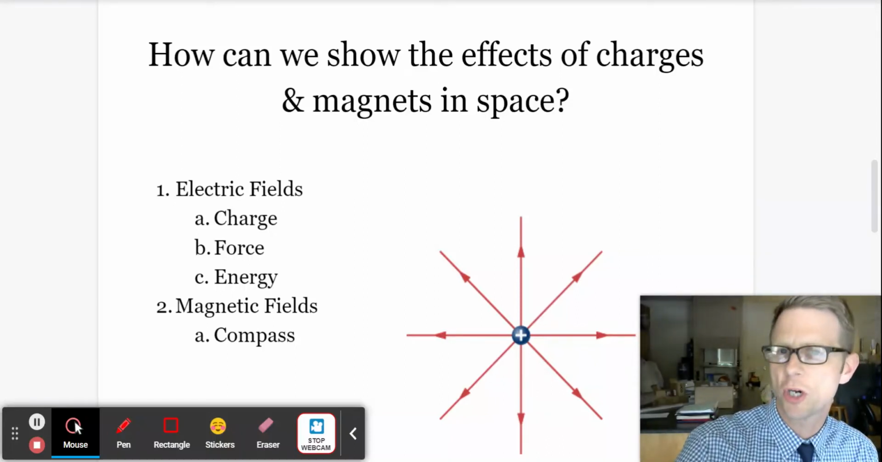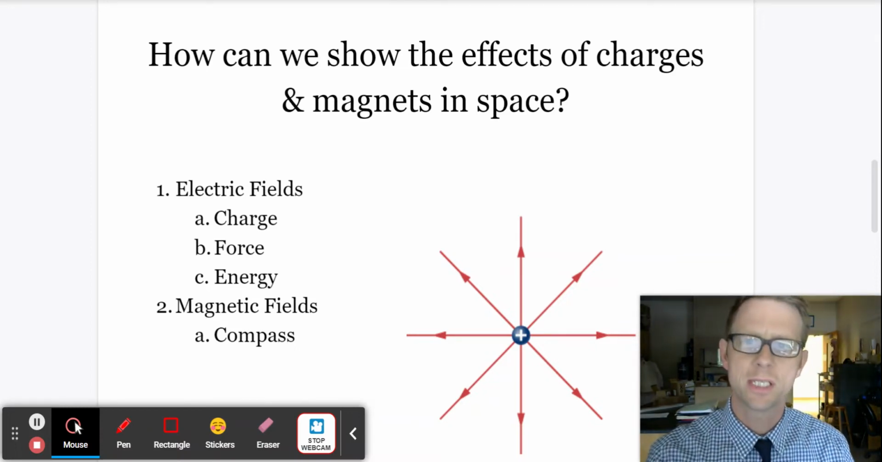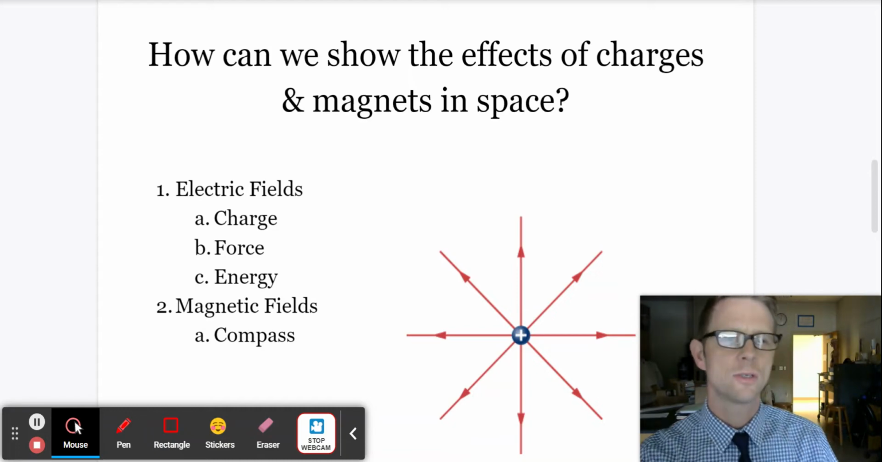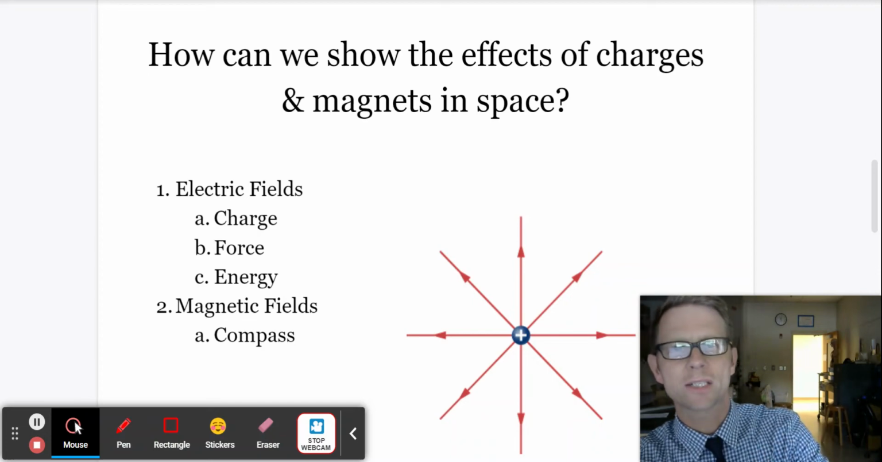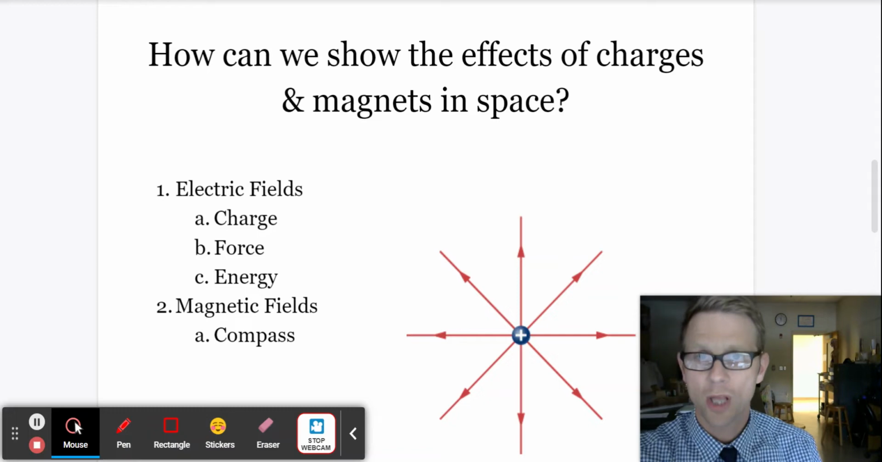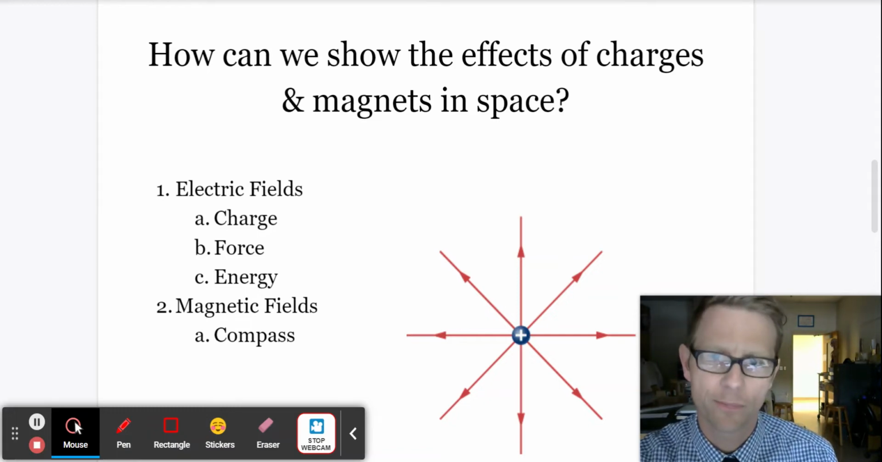We learned about electric charges. We learned that they affect other things. And if you think about it, the electric charges affect only other electric charges. Opposites attract, like charges repel. That's called Coulomb's law. We actually looked at the equation to compute those forces.